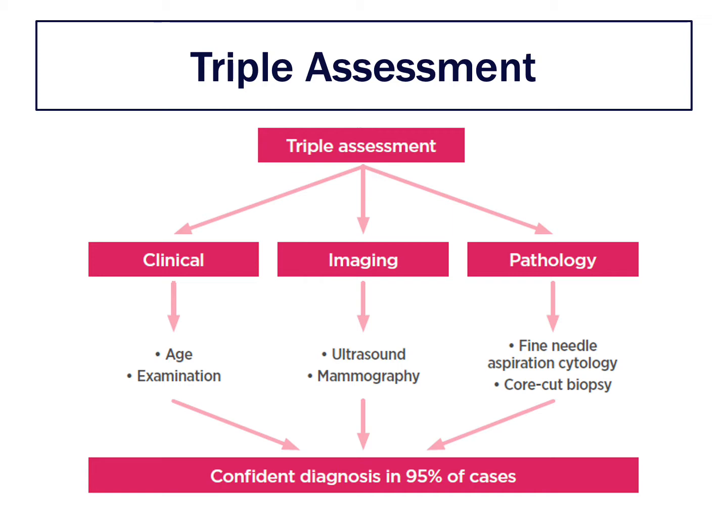And triple assessment includes clinical, which is your history and examination, gaining any risk factors, gaining the patient's age; imaging, which is either ultrasound or mammogram or both, depending on the age of the patient; and pathology or biopsy, which is either a core biopsy or a fine needle aspiration, or in some cases an excisional biopsy, but generally speaking we would go for a fine needle aspiration or core biopsy first. And from these 3 parts that total the triple assessment, then you can gain a very, very confident diagnosis in most cases.